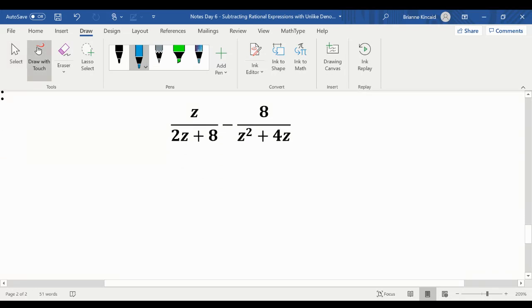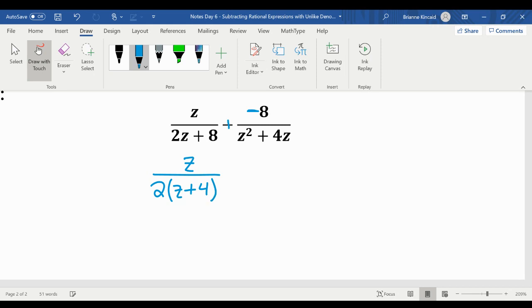Lastly, I'm going to change to addition by distributing the negative. And I'm also going to factor my denominators so I can figure out what my LCD should be. So in the denominator 2z plus 8, I can take out a GCF of 2. So I'm left with 2 times z plus 4, plus negative 8 over, I have a GCF of z in the second denominator. So z times z plus 4.